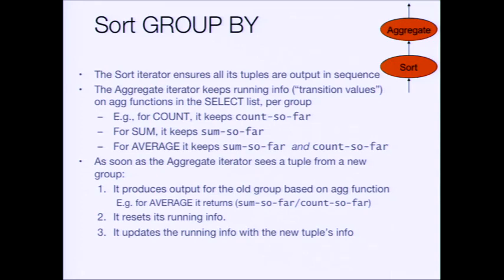All right? And then the aggregate operator, suppose you said group by department. It's going to get a flow of tuples from the sort that's going to say CS, CS, CS, CS, CS, CS, CS, data science, right? And the minute it gets a data science tuple, it knows it's done with CS, right? So how's this going to work? The aggregate iterator is going to keep running information on aggregate functions in the select list. So let's do a specific query. Let's make this concrete.